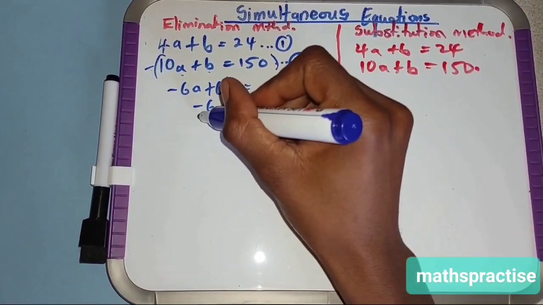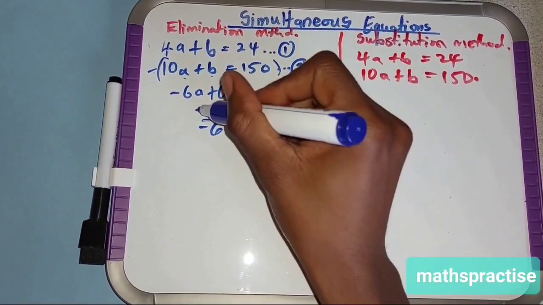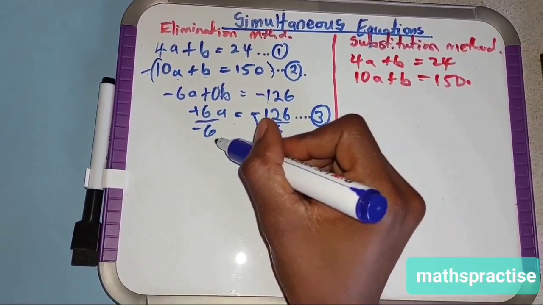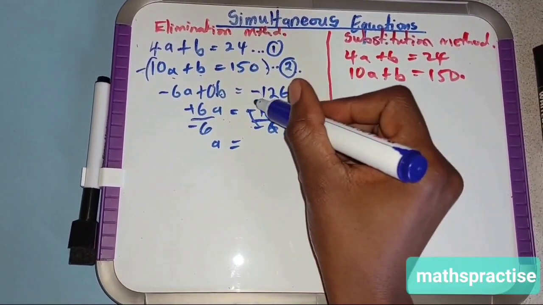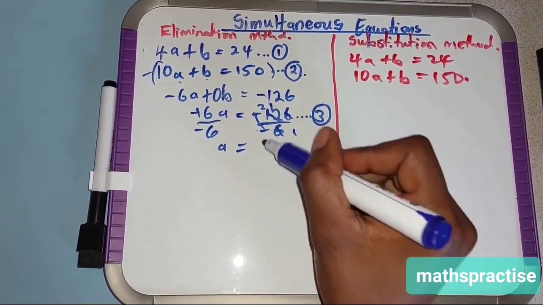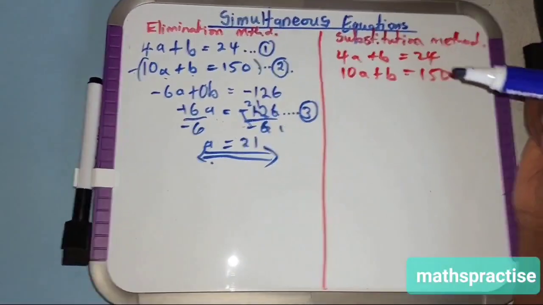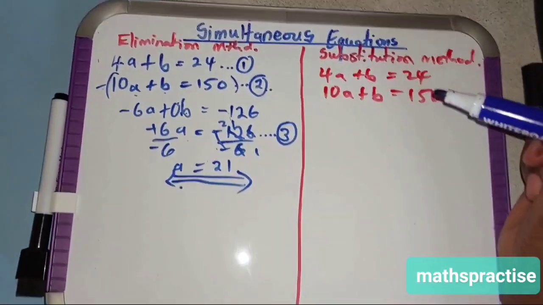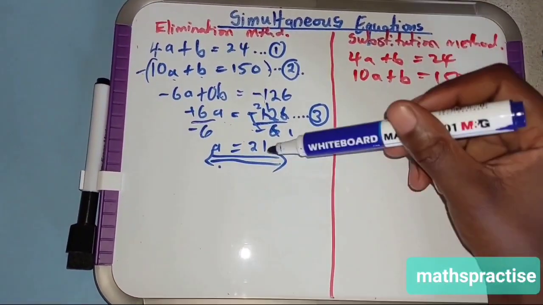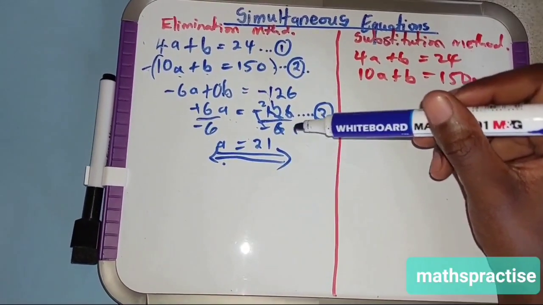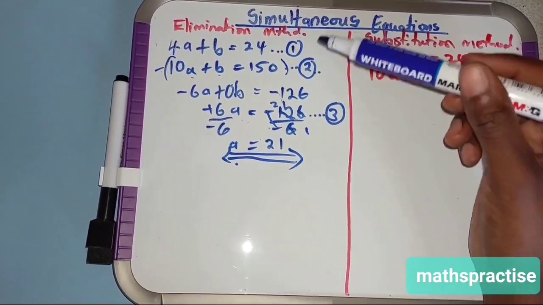So just moving on, we divide by minus 6, minus and minus, and 6 and 6. We end up having a is equal to 126 divided by 6, which is 21. Okay, now we got our a, so we're going to substitute a into any of the equations that we have, equation 1 or 2.